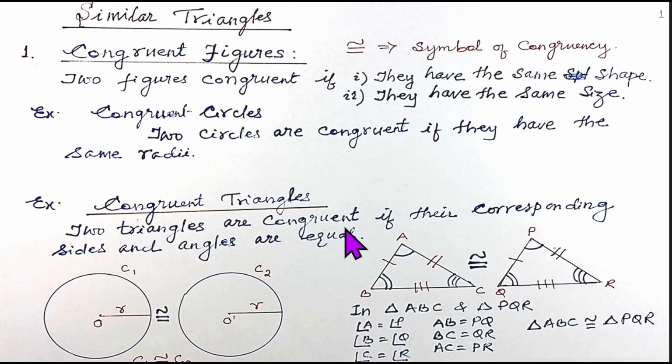Now, two triangles are congruent if their corresponding sides and angles are equal. That means if triangle ABC and triangle PQR are the two triangles, and angle A is equal to angle P, angle B is equal to angle Q, angle C is equal to angle R, side AB is equal to side PQ, side BC is equal to side QR, side AC is equal to side PR, then the two triangles are congruent. Or if I lift the triangle PQR and place it over ABC, they will coincide or superimpose. Therefore, the two triangles are congruent.